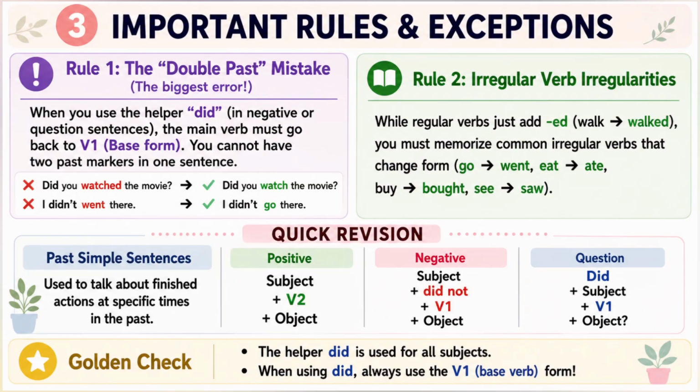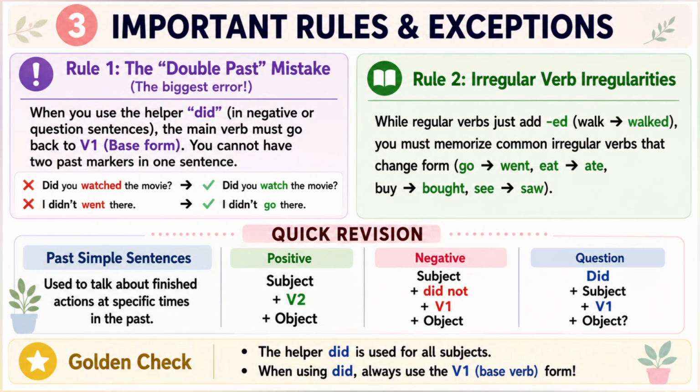Now let's do a quick revision. The simple past tense is used to talk about finished actions at specific times in the past. The structure is positive, subject plus verb 2 plus object. Negative, subject plus did not plus verb 1 plus object. Question, did plus subject plus verb 1 plus object.